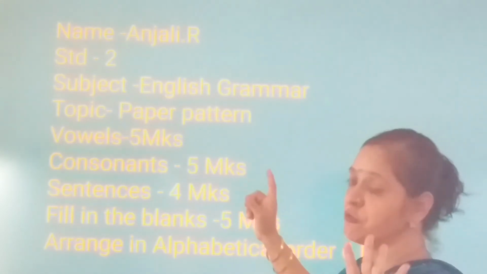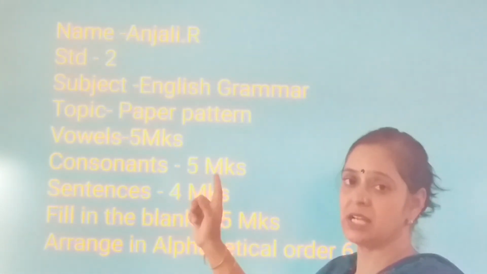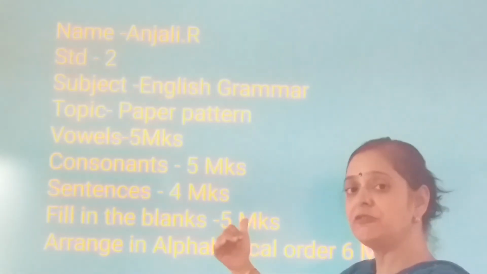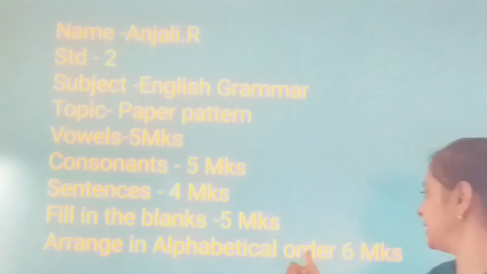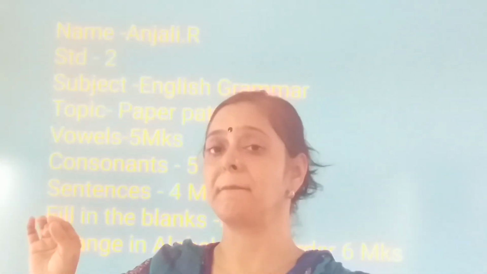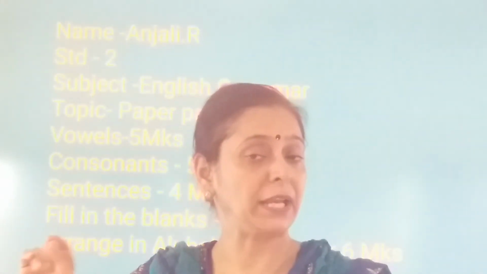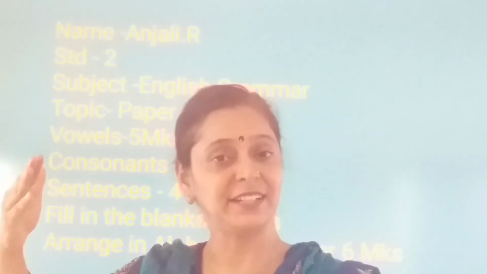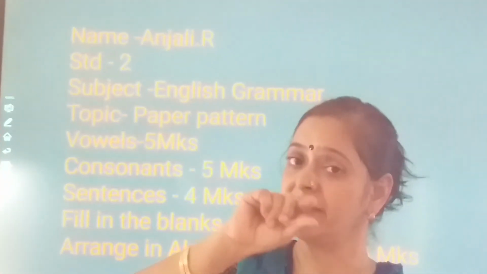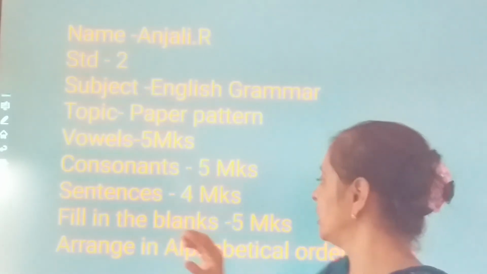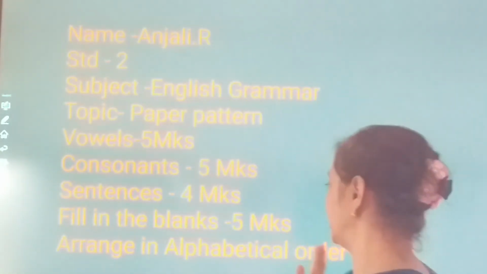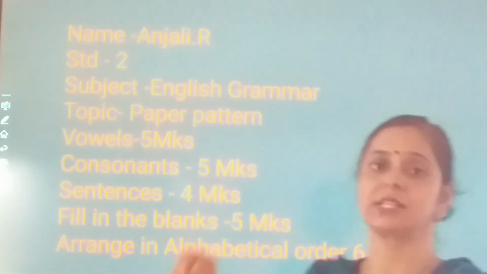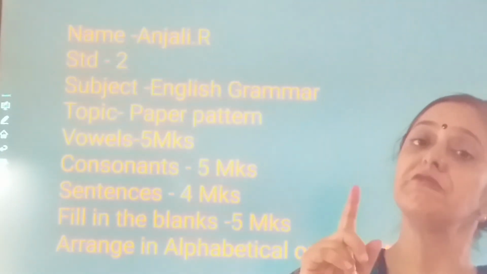Sentences will be of 4 marks. Fill in the blanks as I taught you now in revision. It will be of 5 marks. Arrange in alphabetical order 6 marks. For example, I have written bat, cat, mat, app. So which spelling will come first? You have to write in order. App, bat, then cat, mat, set, like this. This is to be arranged in an alphabetical order. Correct. So the total overall assessment of English grammar will be of 25 marks.